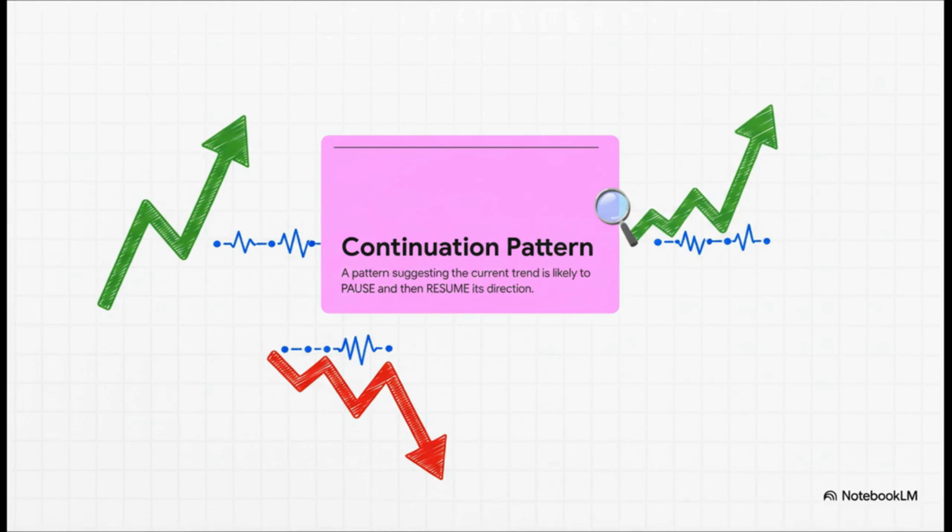The second type is a continuation pattern. This isn't so much a plot twist as it is, well, a pause for dramatic effect. The market is chugging along in a trend, it takes a little breather, and this pattern suggests that after that short break, it's probably going to keep going on its original path.